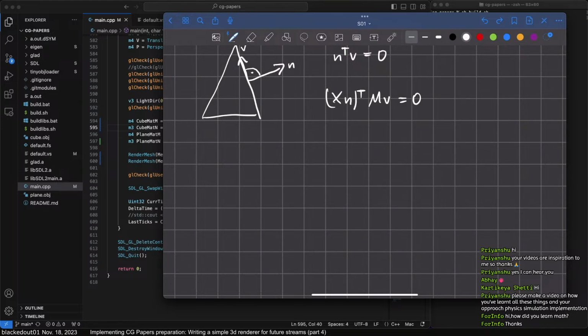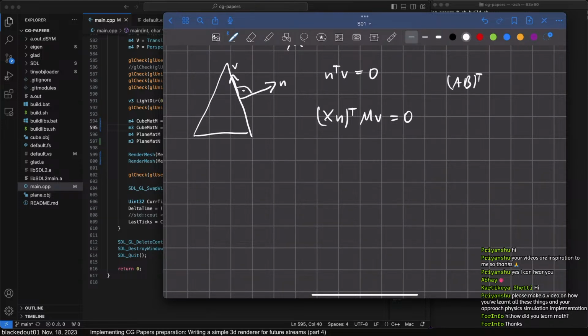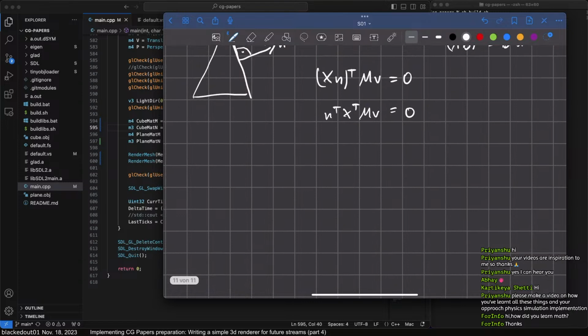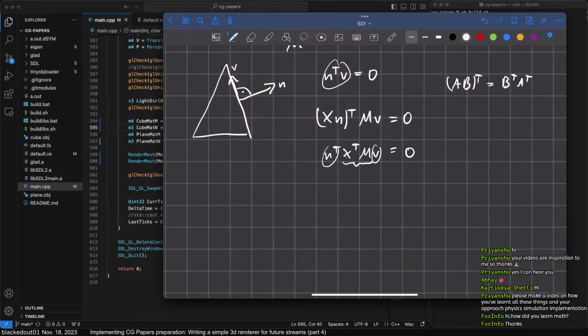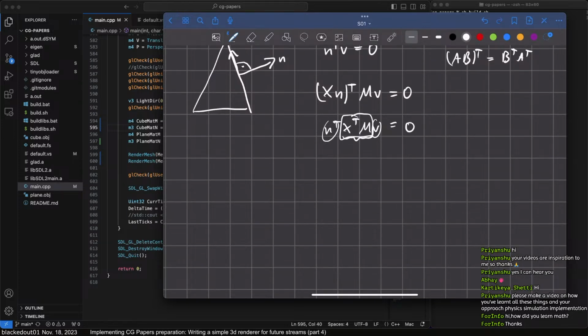So we can take the transpose of this matrix here. This is just the transpose of both of these, but in reverse order. So in this case, we have the normal vector, then multiplied with the transpose of X, and then with M times V, and this should still be 0. And what we can see is here is still the normal vector and V, just like before. Just we have now this matrix here in the middle.